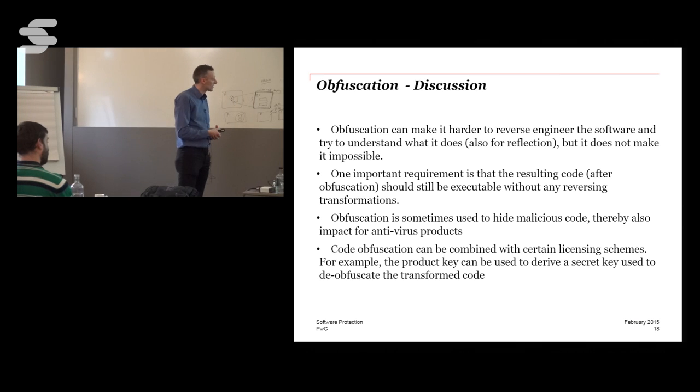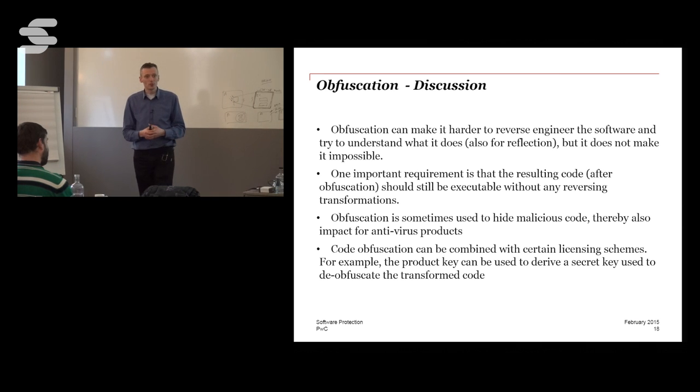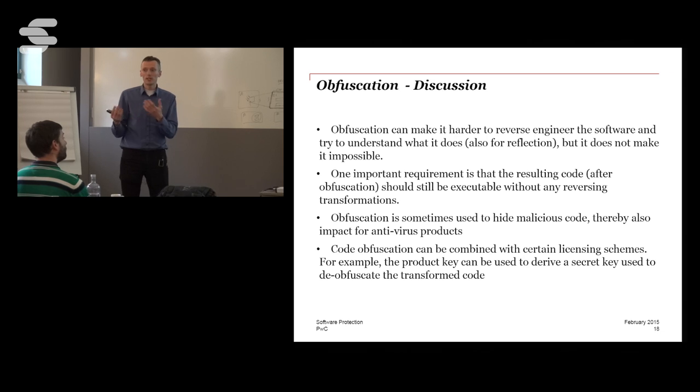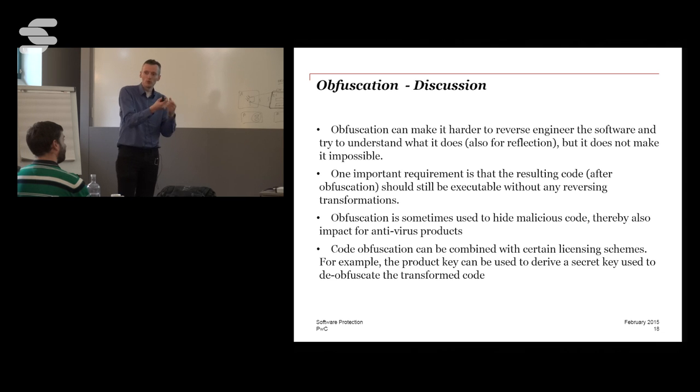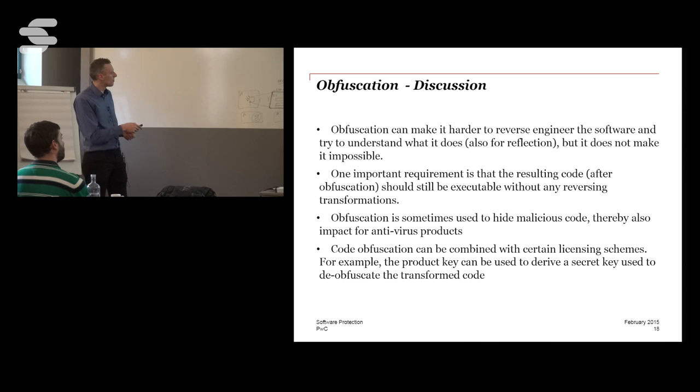Code obfuscation techniques, as you will see with a number of these other controls, can also be applied in combination with other techniques. So, for instance, in this case, some product key can be used to derive a secret key that can be used to deobfuscate some part of the code, the code that might be using a key to obfuscate or deobfuscate. So in that sense, combining a number of these controls can make it more difficult for the attacker to break through the control.